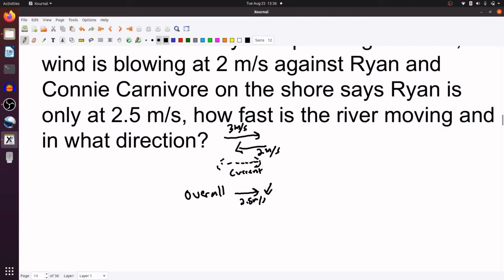So, okay, I take my 3 meters a second. That is a really bad M. Let's make that M better. Yay. Minus the 2 meters a second.